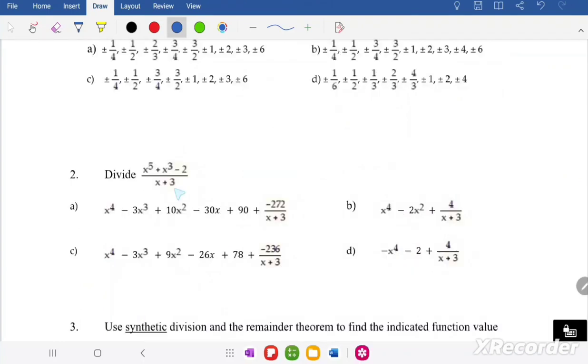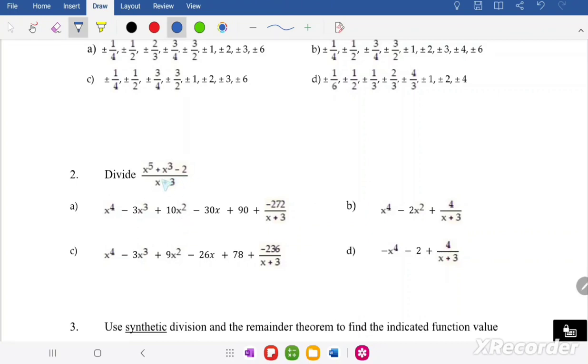Now question number 2 says divide x to the 5th plus x cubed minus 2 divided by x plus 3. Since this just says divide and doesn't tell us what particular method we should be using, you can work it out any way you want. Long division method or the synthetic division method. You know that the synthetic division method is much faster. So I'm going to work this out using the synthetic division method.